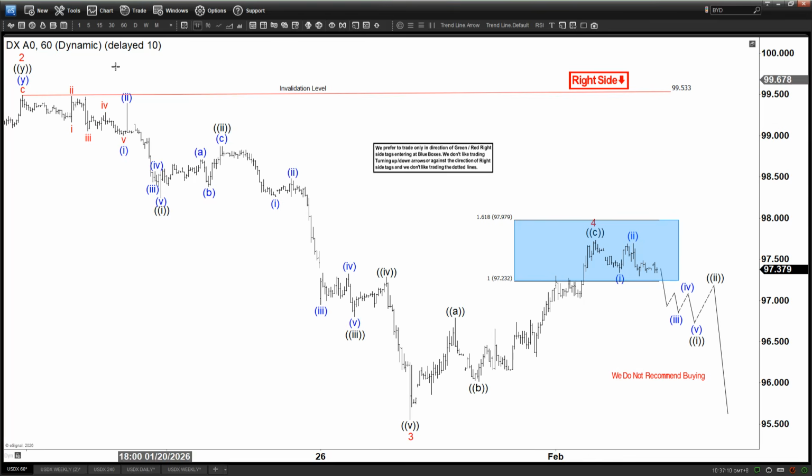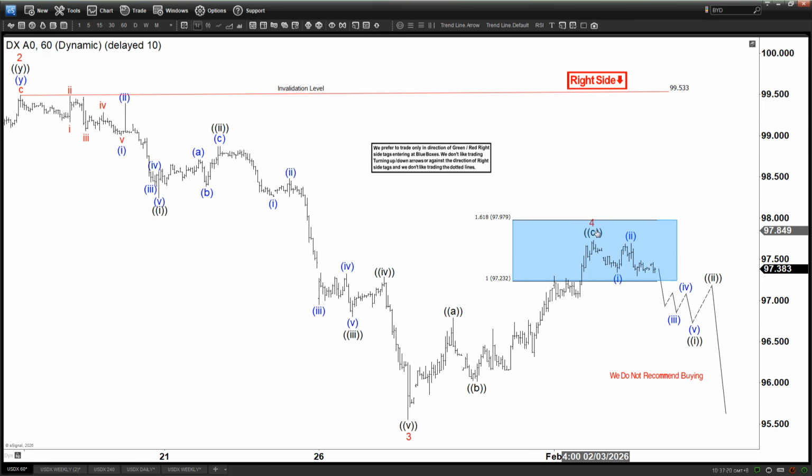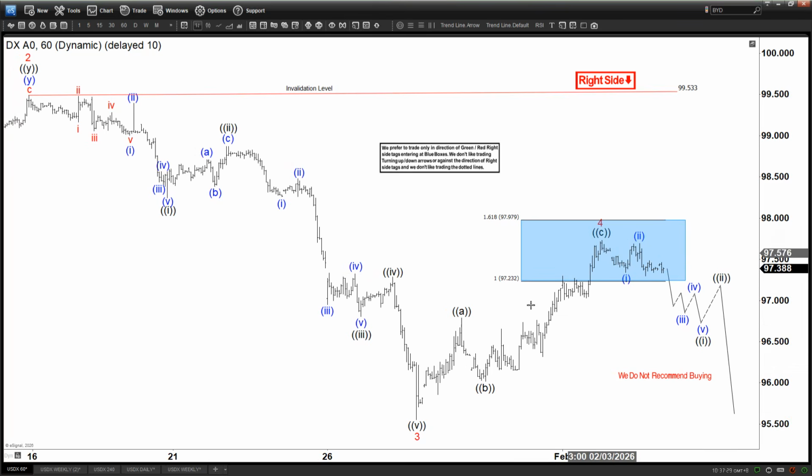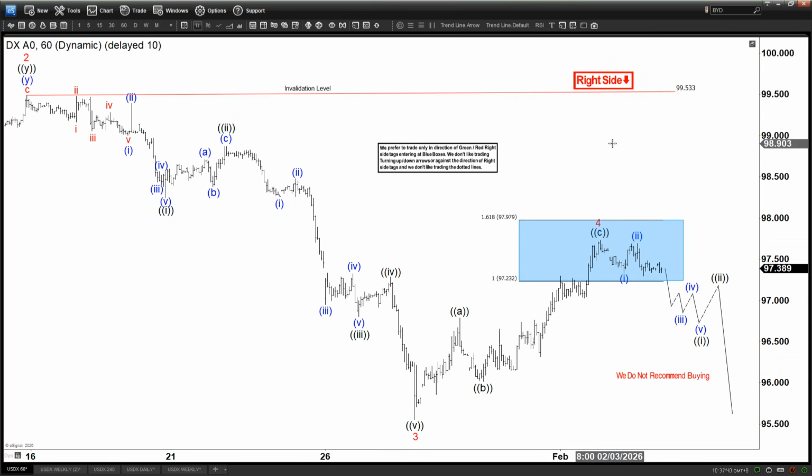So the chart of the day today is the dollar index DXY 60 minutes time frame here. And we can see right here we completed wave 2, wave 3 and wave 4 at the blue box area, and now starting to turn lower again within wave 5. This area here, as you can see, is an extreme zone of this 3 swings rally here. And we do favor more downside as long as we stay below 99.50 here.